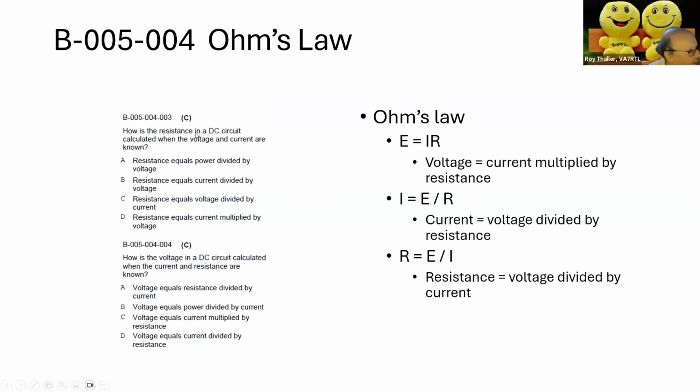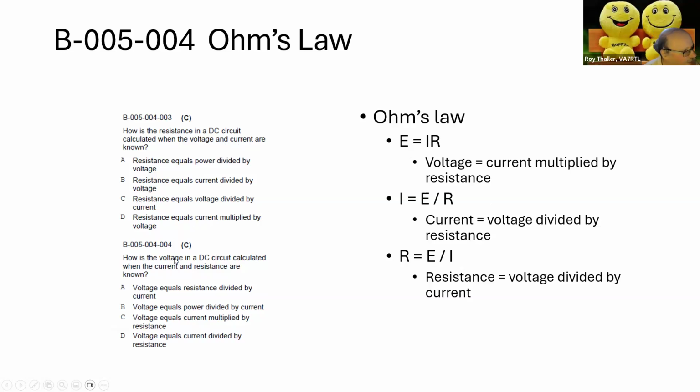How is the resistance in a DC circuit calculated when the voltage and current is known? So you take this formula, you divide both sides by I, and you get R equals E divided by I. So the correct answer would be C. Resistance equals voltage divided by current.